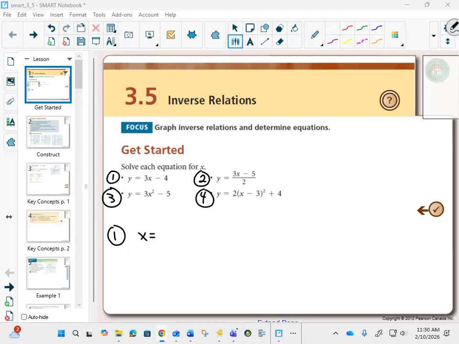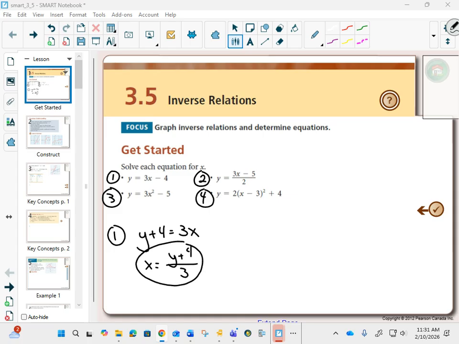All right, I'll start putting the answers up for these. If you were solving for x in number 1, well, first you would probably move the 4 over by adding 4 to both sides, and then divide everything by 3. So this is perfectly fine to write it that way.